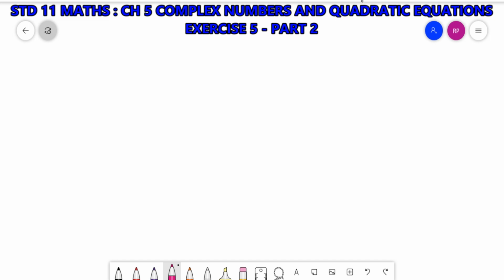Number 5, that is complex numbers and quadratic equations. Till now we had completed till question number 9. So let's start with question 10.